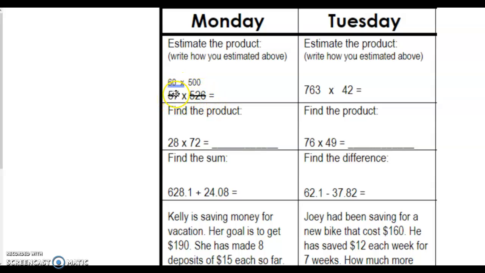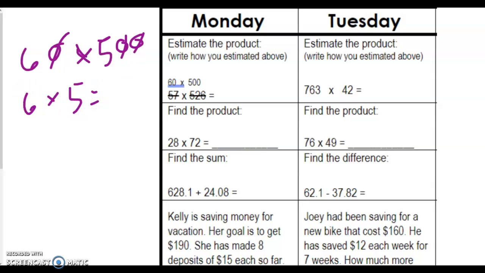We're going to estimate that 57 is pretty close to 60, and that 526 is pretty close to 500. All right, so if I am doing 60 times 500, I'm going to cross out my zeros, right? So now I have 6 times 5, which is really easy, and that's 30, and I'm going to add back in my zeros because I'm a responsible 5th grader. Well, I'm a responsible teacher, but you're a responsible 5th grader. So I have 30 plus my 3 zeros equals 30,000.